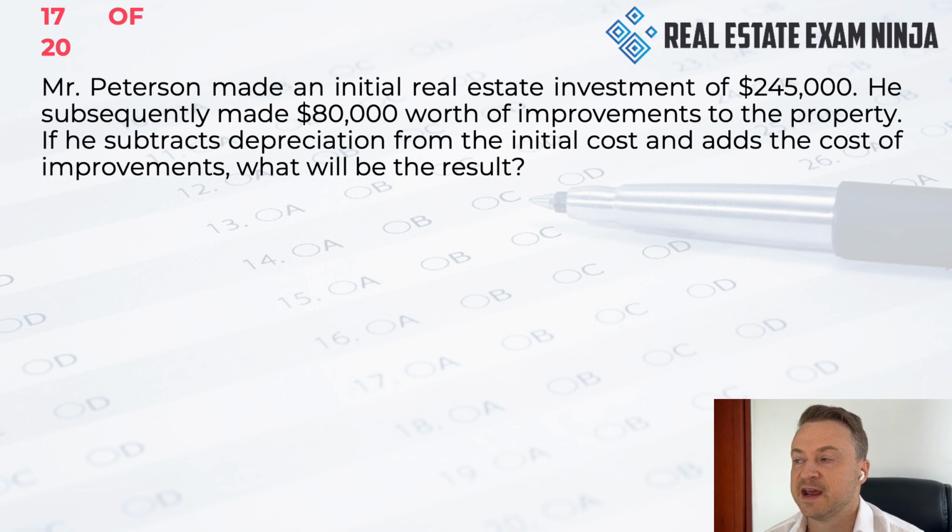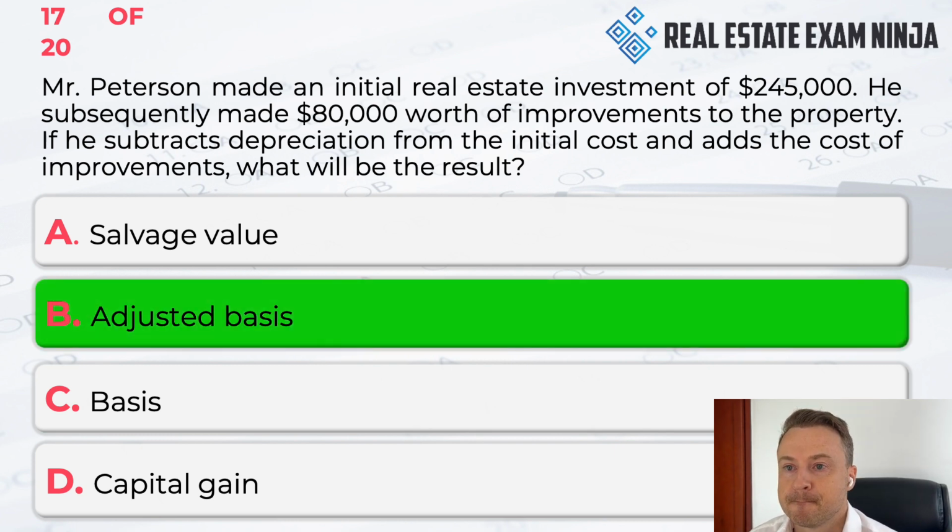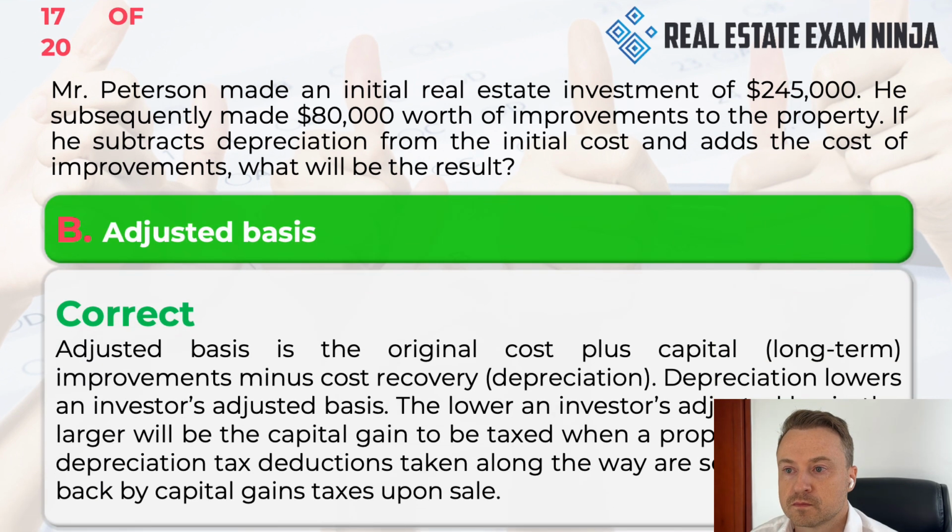Mr. Peterson made an initial investment of $245,000. He subsequently made $80,000 worth of improvements to a property. If he subtracts depreciation from the initial cost and adds the cost of improvements, what will be the result? Adjusted basis. I'm surprised this one was on the exam. We don't normally see this; it's kind of an advanced real estate term. You don't see this a lot on exams, but it looks like this question was given in March 2023, and it was on the exam.